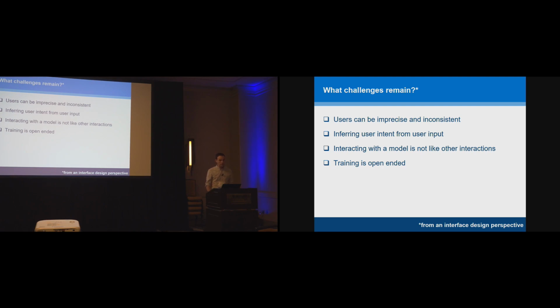Interacting with a model is not like other more standard conventional interactions. So it can take many, many inputs, many, many cycles in the iteration before you see any significant change in the state of the model. And then it's difficult to constrain the whole process, and it's hard to give concrete guidance on when to stop this very open-ended process.